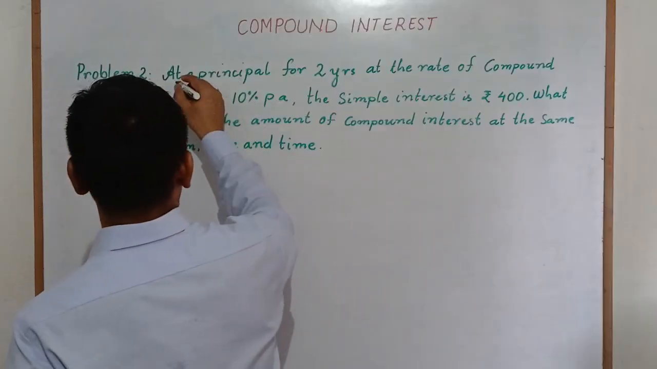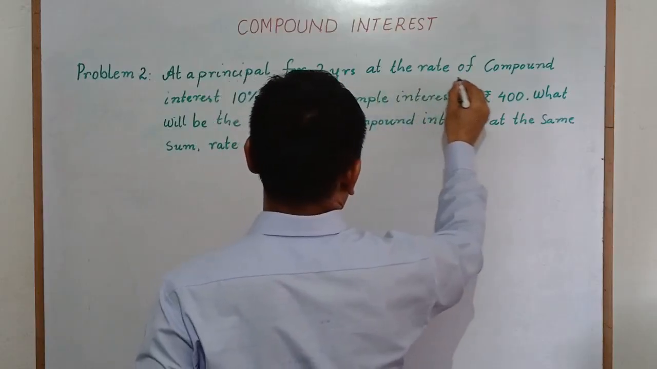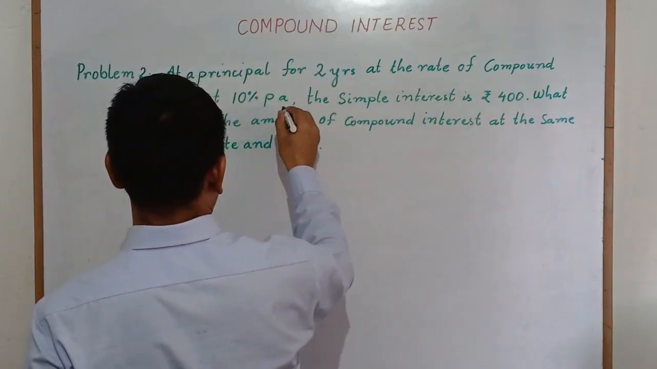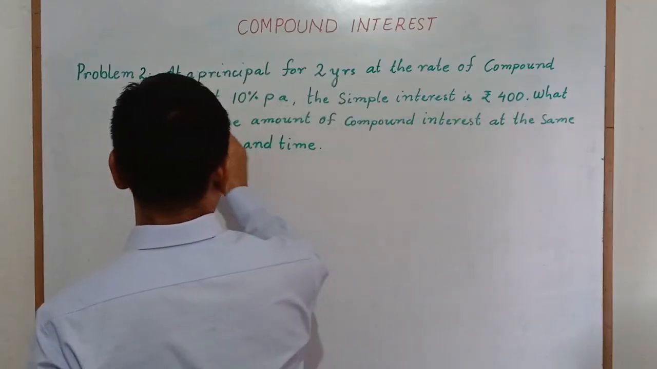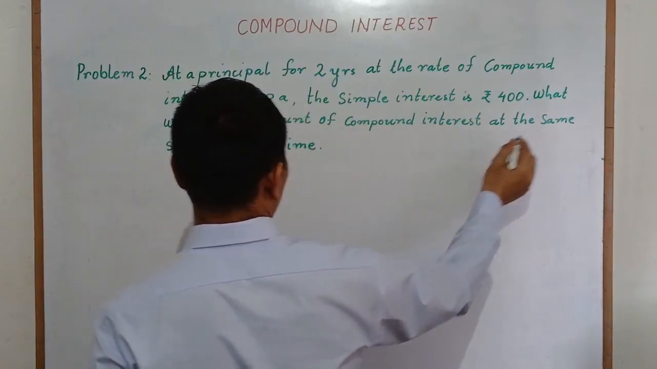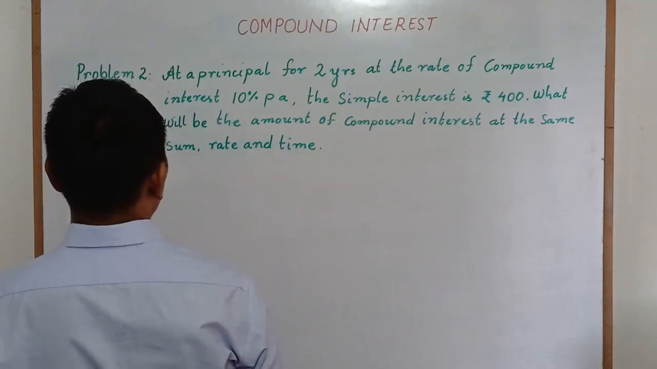Problem 2. At a principal for 2 years at the rate of compound interest 10% per annum, the simple interest is rupees 400. What will be the amount of compound interest at the same sum, rate and time?